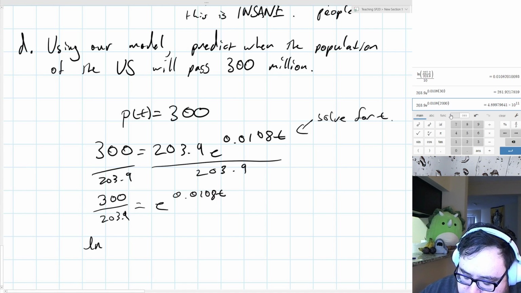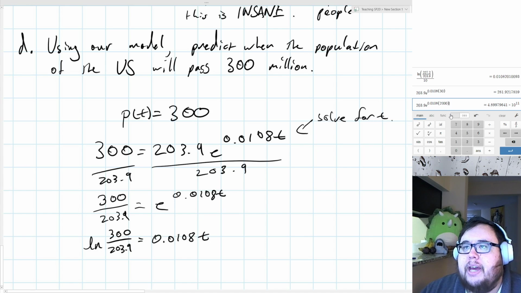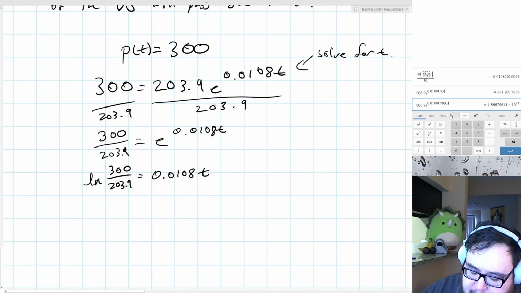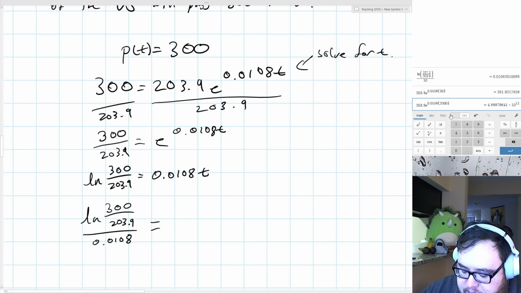And then we'll apply a natural log to both sides. So ln of 300 divided by 203.9 is equal to ln of e to the stuff, but that's the ln and the e will cancel, and we'll just get 0.0108 t. And from there, we just need to divide both sides by 0.0108 to get that ln of 300 over 203.9, divided by 0.0108, is equal to t.